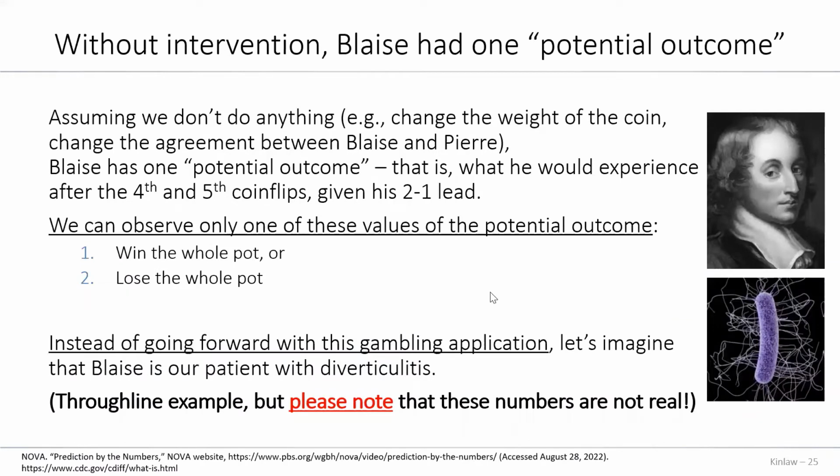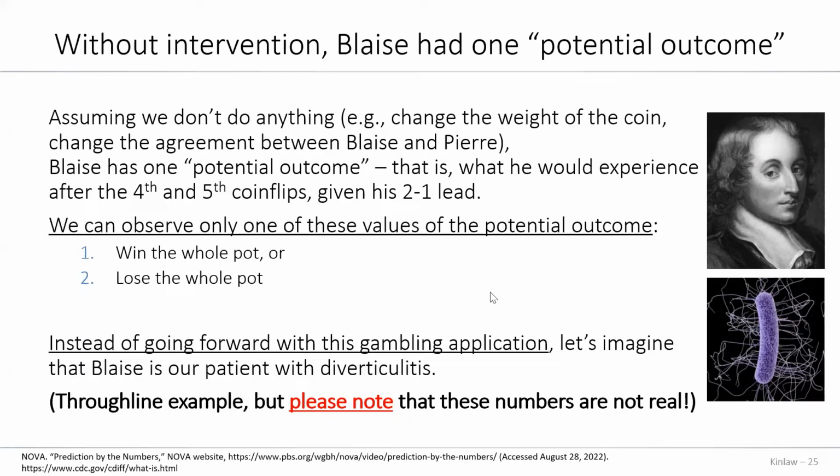But now we're going to transform this example into an application of potential outcomes thinking. Blaise and Pierre knew that an evenly weighted coin is going to turn up half heads and half tails over time. There are 2 more coin flips that they had left to do. After the coin flips are carried out, we'll only get to observe one value of Blaise's potential outcome. We know that the probability of him winning the pot is 75%, but we only actually get to see him either win or lose the whole pot.